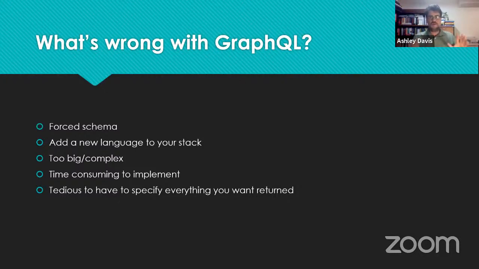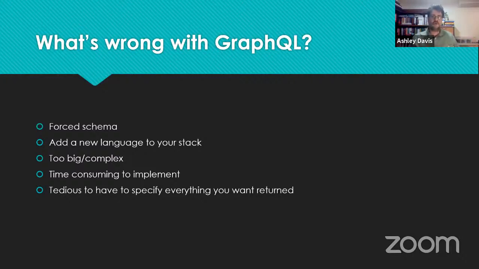Now, there are some other issues as well. GraphQL adds an extra language. It's got its own query language, and I didn't want to add that extra complexity to our stack. I mean, all things considered, it's not a big deal, but given the choice not to add a new language to our tech, I prefer not to. Also, GraphQL is quite big and complicated. It takes time to learn. It takes time to implement.